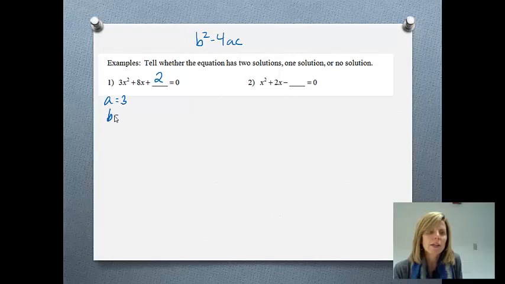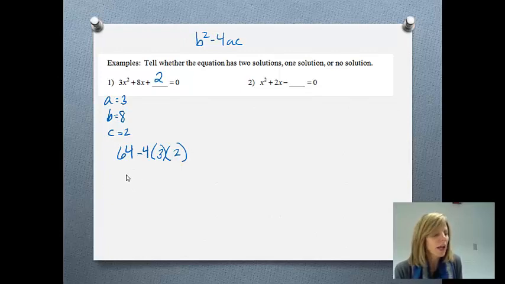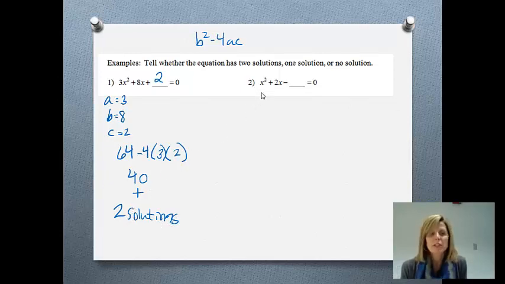My a is 3, my b is 8, and my c is 2. Then we're just going to do b squared, which will be 64, minus 4 times the a times the c. If you would like, at this point you could just use your calculator to get this entire answer. When we do that, we get 40. Since I got a positive answer, I know that there are going to be 2 solutions. If I were to graph this parabola, it would touch the x-axis in 2 places.